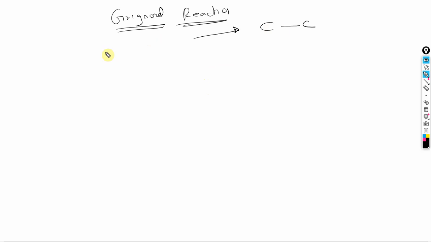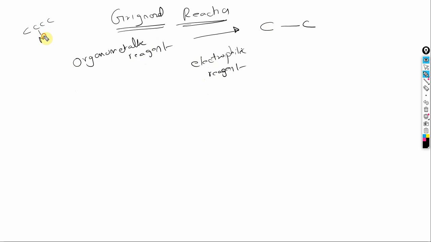A Grignard reaction happens when you take an organometallic reagent and react it with an electrophilic co-reactant, right? What I mean by organometallic is you have an organic molecule, which means it contains a carbon structure, and one of the carbons is going to have a bond with a metal. So organometallic reagents can react with electrophilic reagents to give you a carbon-carbon bond.